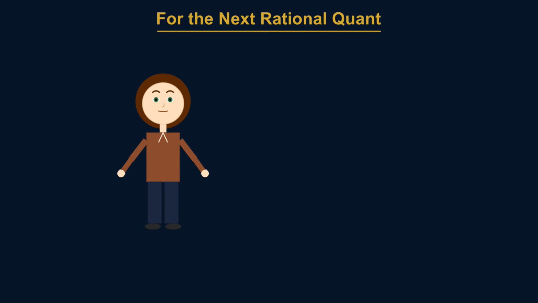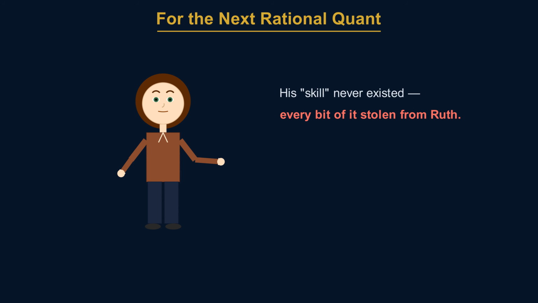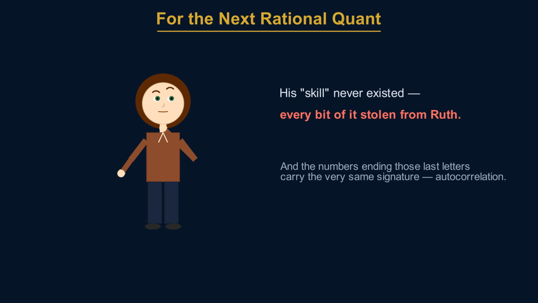Margot puts down the fund records for the last time. She realizes that her grandfather's skill had never really existed, and everything that he built his life on had actually been stolen from Ruth. Margot kept coming back to the numbers at the end of those last letters. She already knew that they weren't random.